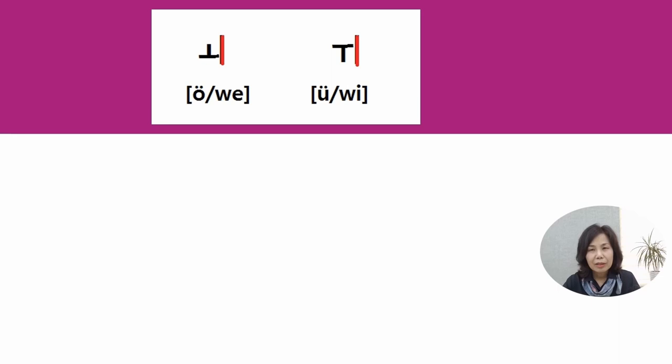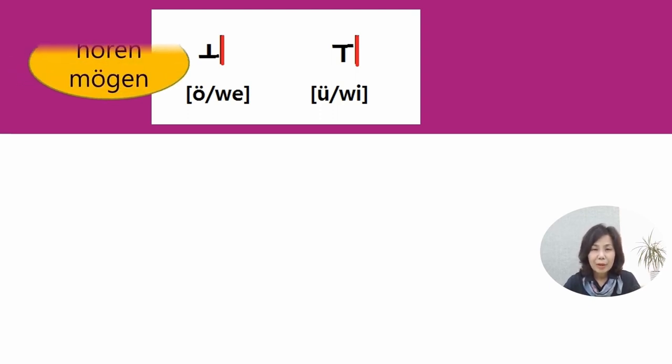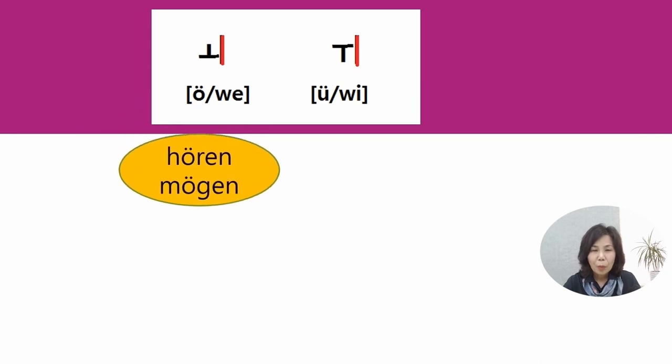Now let's look at another two letters. They are simple vowels. It means when you pronounce them, your lips and tongue don't change from the beginning to the end. Look at the first letter. Just make lips round and like whistling, and pronounce 이, like this, ü, ü. It's very similar with the German umlaut ü. For example, hören, mögen.